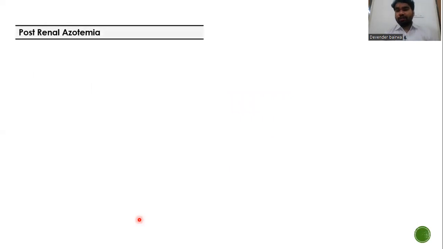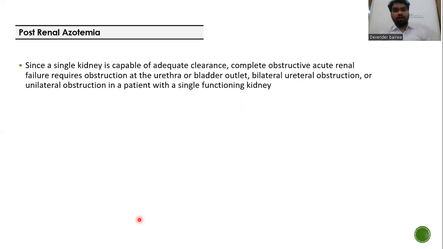Now coming to post-renal azotemia, it means the post-renal causes of renal failure. Understand this: we have two kidneys. Even if one kidney is functioning, it is sufficient to handle the load of two kidneys. Therefore, if only one kidney has failed, that will not lead to renal failure. Generally, causes which lead to problems in both kidneys, even among post-renal causes, will lead to renal failure. For example, pathologies in the urethra, urinary bladder, or involving both ureters will lead to renal failure.